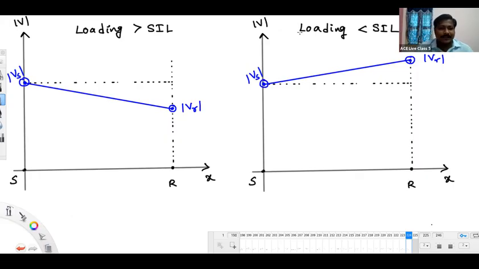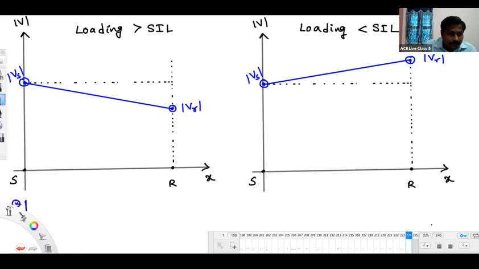Next, listen please, all of you. VR is not equal to Vs. That's okay. How to make VR equal to Vs now? How to make this receiving end voltage magnitude equal to sending end voltage? Anybody, tell me please.